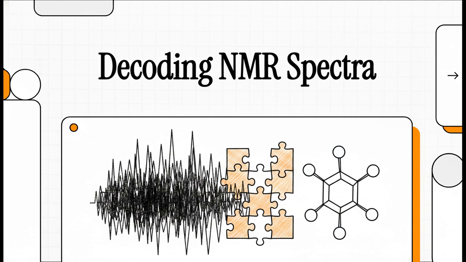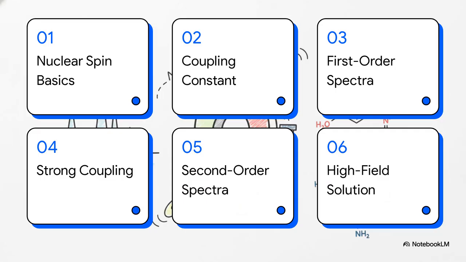Let's get into it. Here is our roadmap for untangling these complex signals. We'll start with a quick refresher on nuclear spin, define the coupling constant, decode some first-order spectra, and then look at what happens when strong coupling takes over. Finally, we'll check out how high-field spectrometers offer a pretty elegant hardware solution.